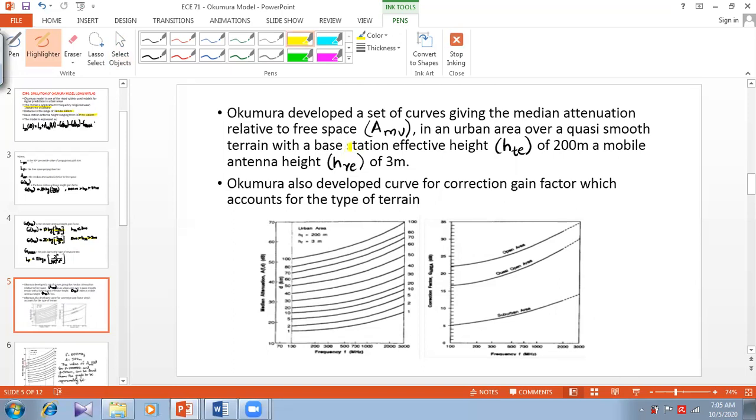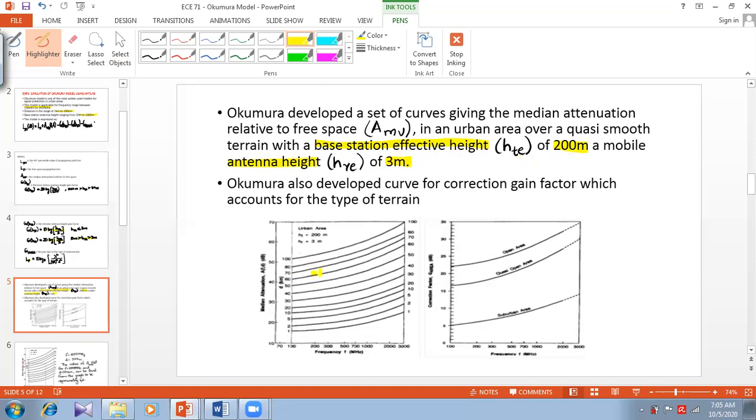Now he chose some specific standards. That is, he chose the base station effective height at 200 meters and a mobile station antenna height of 3 meters. That is, the receiving antenna height he considered was 3 meters, and the base station transmitting antenna height he considered as 200 meters. So he used a predetermined standard, and using this he gave us these curves.